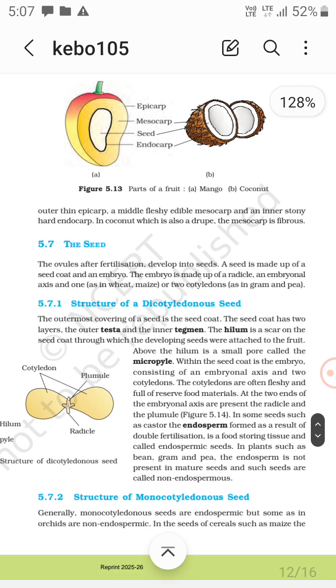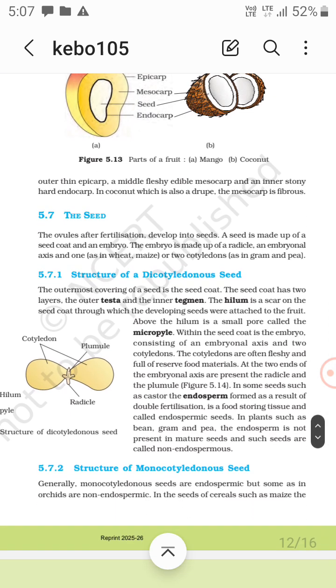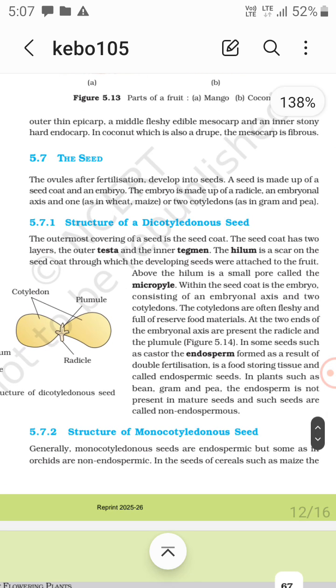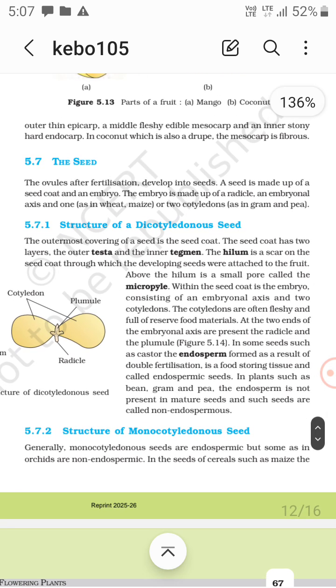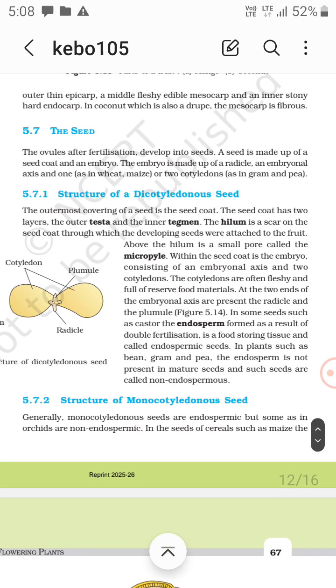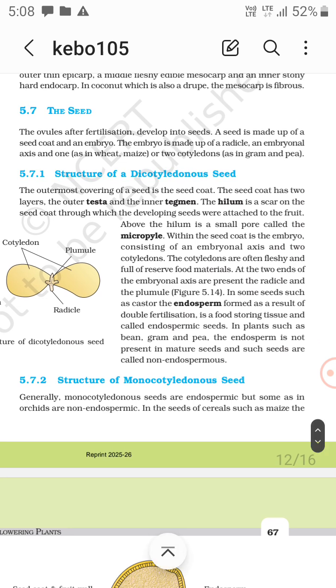Now the seed. So ovules after fertilization develop into seeds. Okay. So a seed is made up of a seed coat and an embryo. An embryo is made up of a radicle and embryonal axis. The cotyledon is one, as in wheat and maize, and two cotyledons as in gram and pea.